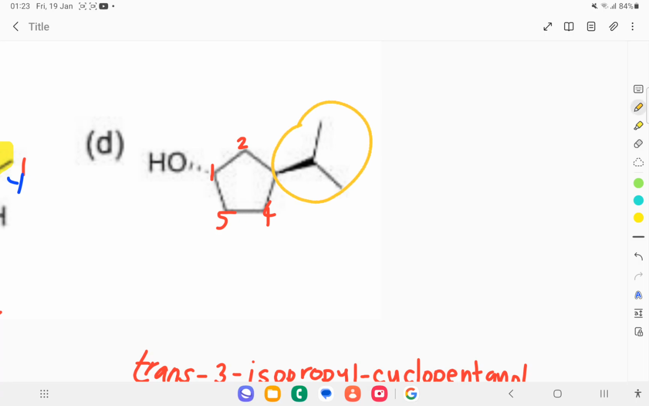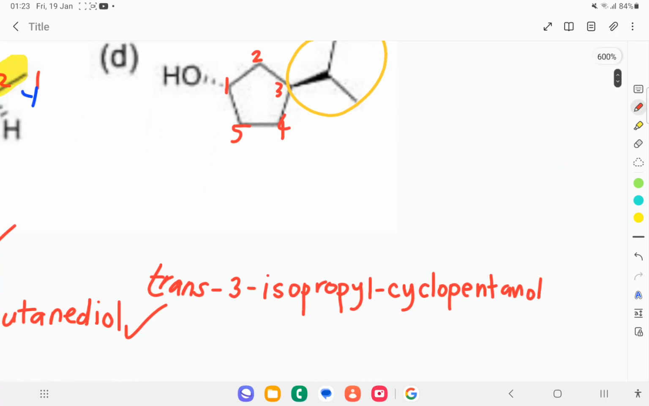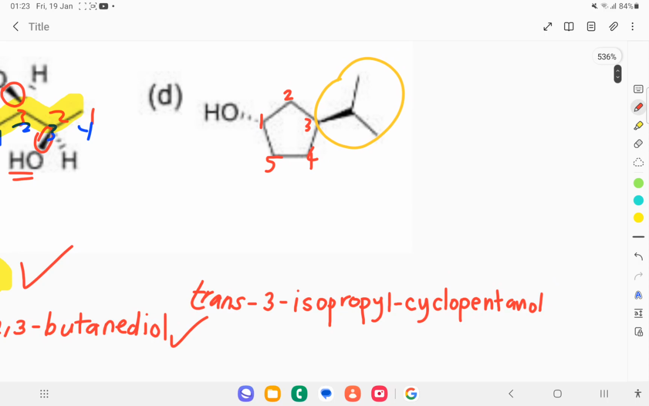This substituent is called isopropyl, with 2 methyl groups CH3, located on the third carbon, so it will become trans-3-isopropylcyclopentanol. And I think that's all. Thank you.